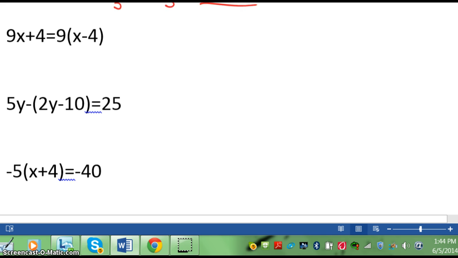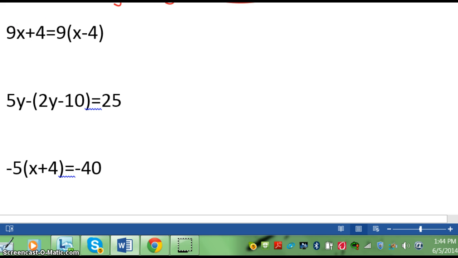Same order, we're just going to do the distributive property. We're going to bring the 9x plus 4 down because there's no distributive property here. Do the distributive property on the right hand side. Take the 9 times the x, 9 times the 4. Now let's solve for x. Bring the 9x over here, making that negative 9x. Bring the 4 over to the right hand side, making that minus 4.